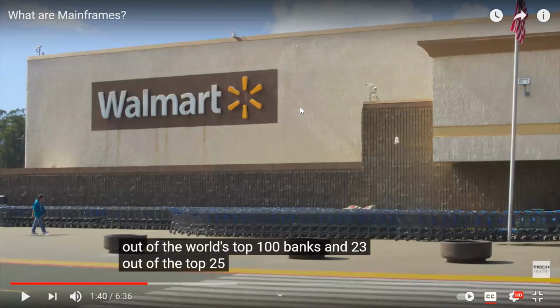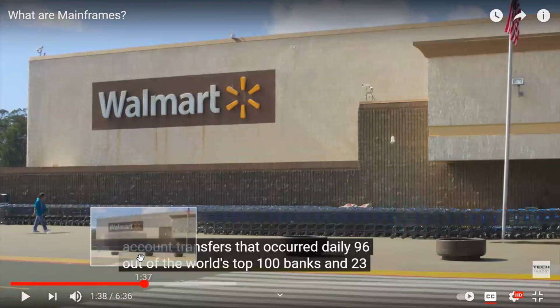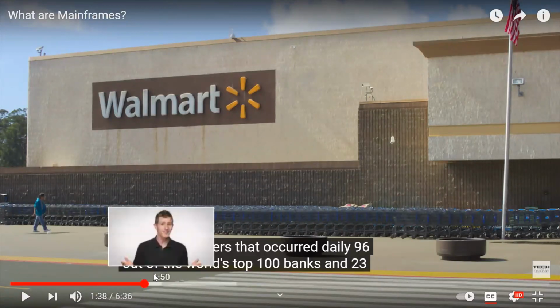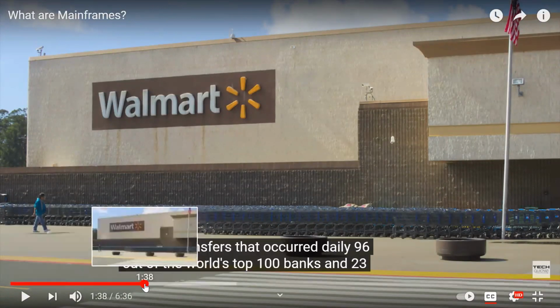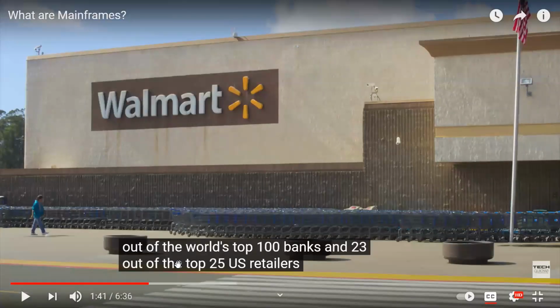Yeah, no, that's a very interesting fact. In the previous one, it says 96 out of the world's top 100 banks and 23 out of the top 25 US retailers. Walmart refers to the supermarket chain. So mainframes are mostly used in those two, banks and supermarkets, right?